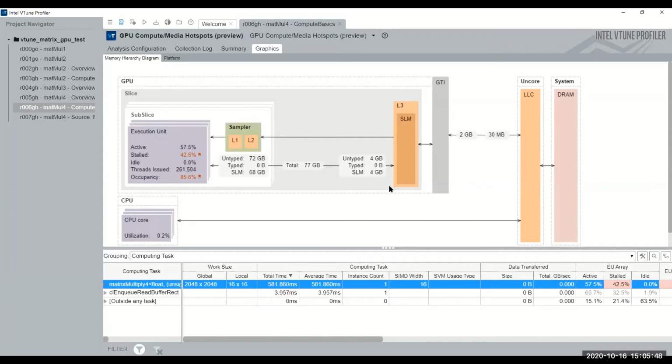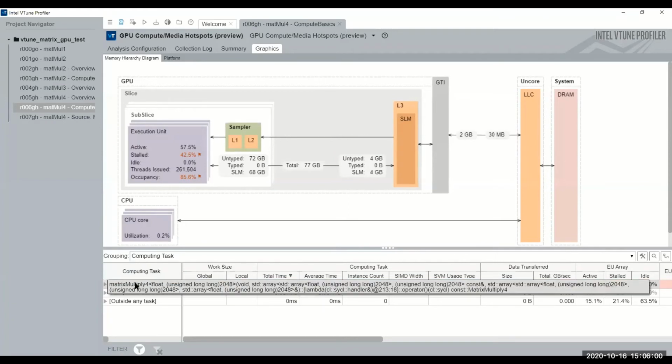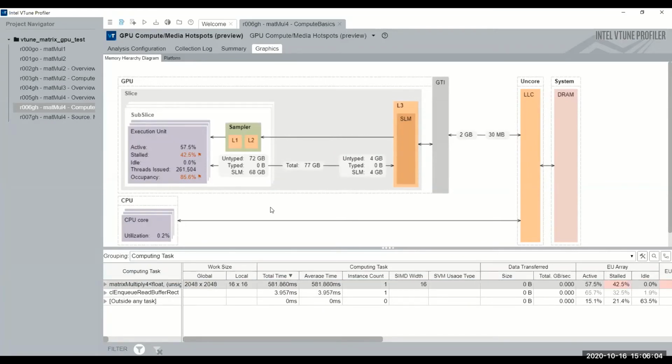So this diagram is really helping to understand what's going on with data inside the kernel, and this data is displayed against each kernel. We have a single one, but if you select another one, if there was another one in the application, it will change to reflect that particular kernel.